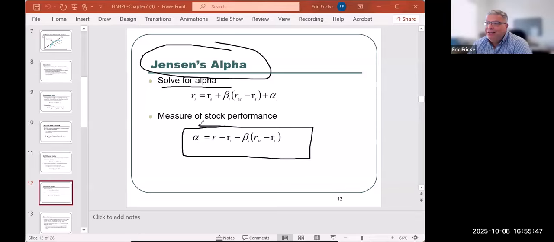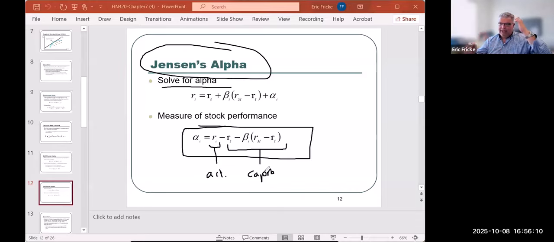And so that's how we calculate alpha for a stock. This is the actual return that the stock got, right? And then this part right here is what CAPM predicts. So you take the actual return minus what CAPM predicted for that stock or that portfolio of stocks, and you get alpha.